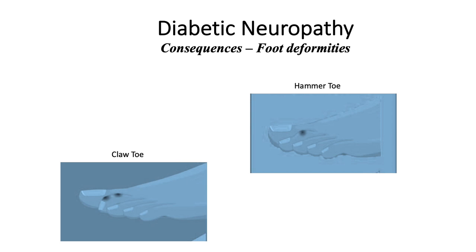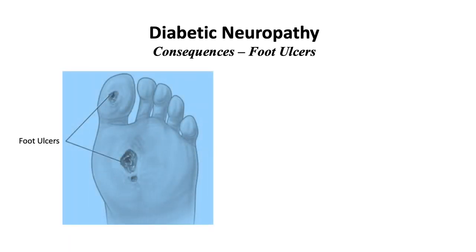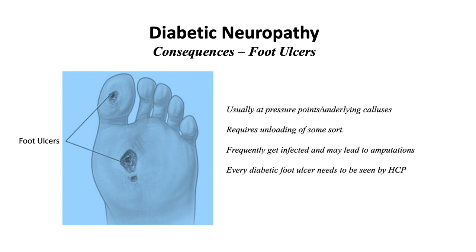The same mechanisms underlying toe and forefoot abnormalities, such as hammer toe or claw toe, that is shown in this diagram. And of course, the feared consequence is the development of diabetic foot ulcers or infections. The common site where this occurs corresponds to where calluses occur. In fact, many of the ulcers originate from underlying calluses.